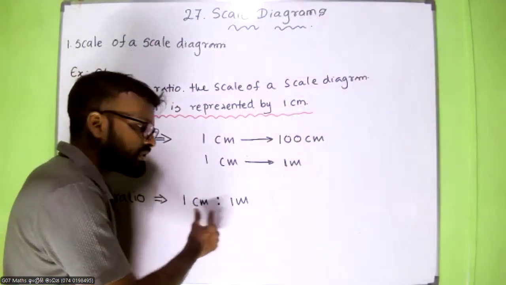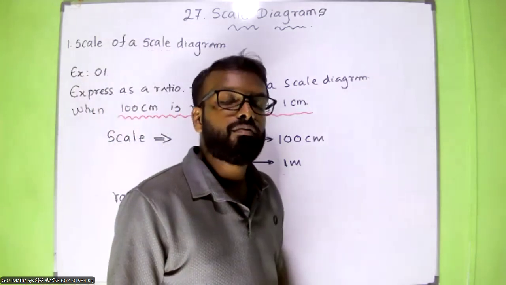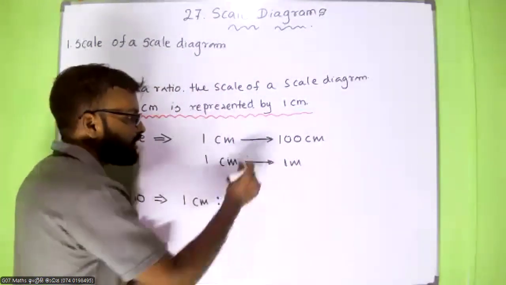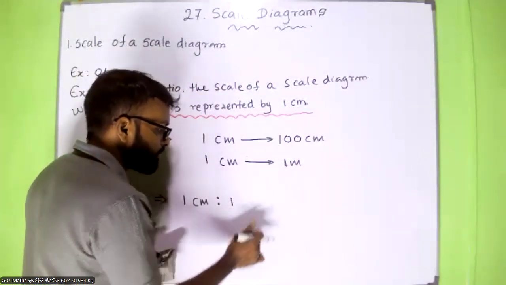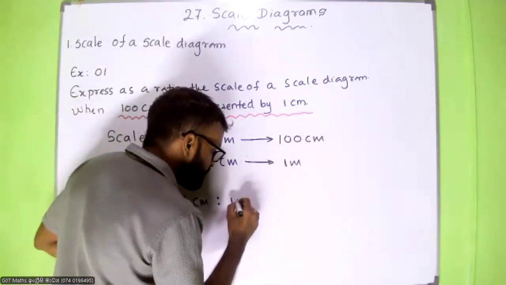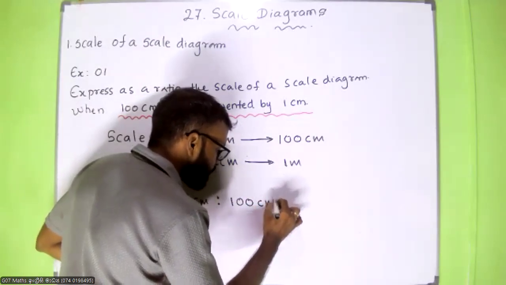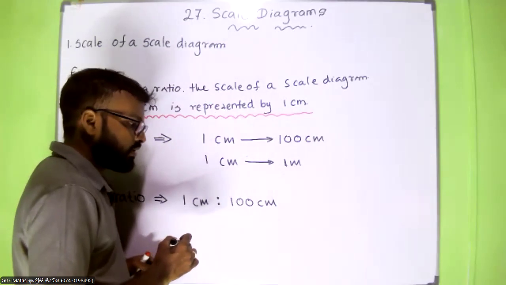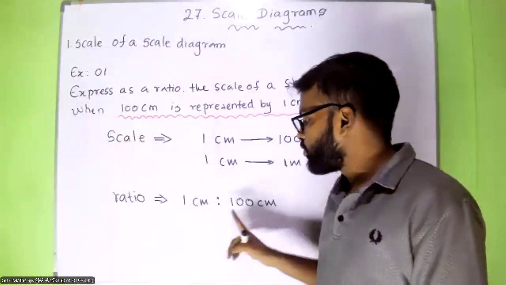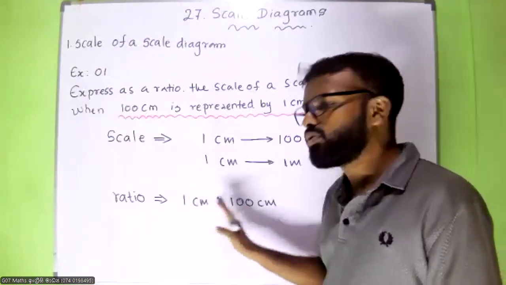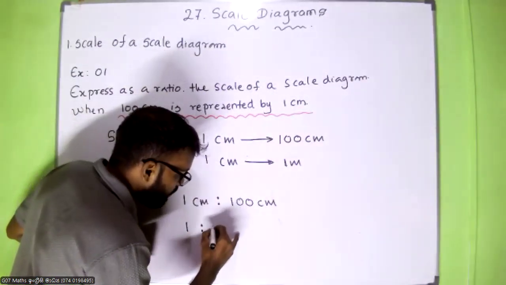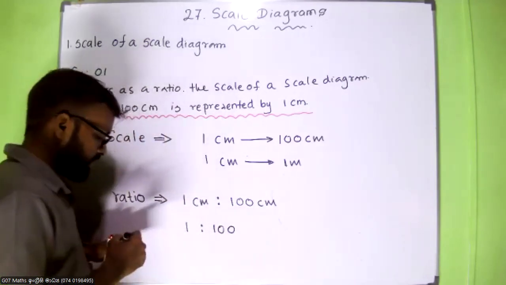because this is in centimeters and this is in meters. What did I tell you to keep in your mind? Same units. So you have to use 1 centimeter to 100 centimeters. Correct. If you are using a ratio, you can remove centimeter to centimeter and use just the numbers, 1 to 100.